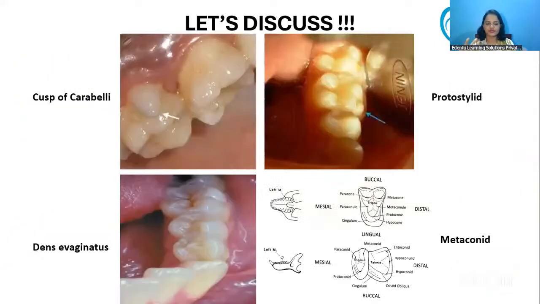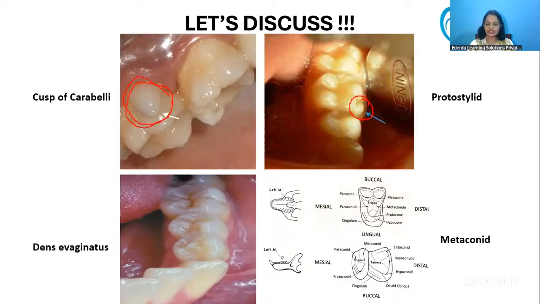So let's see what this protostylid is, and what this metaconid is. Like I had already mentioned, the cusp of Carabelli is the accessory cusp located on the mesiopalatal surface of the maxillary molars, as you can see in this image. Then we have the protostylid. This protostylid is the most common accessory cusp present on the mesiobuccal side of the mandibular molars. You see the accessory cusp here. That is called the protostylid, and it is one of the most common accessory cusps present in mandibular molars. So yes, the answer is protostylid.